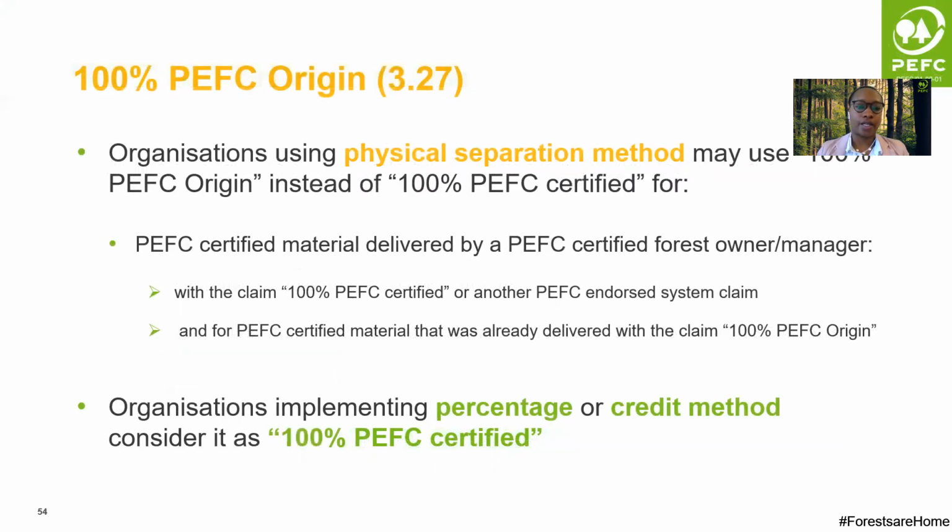So here we have an example of a claim, let's say the 100% PEFC origin claim, which is a new claim according to the current standard. So for this claim, for example, the organization only used the physical separation method. If the organization has used the physical separation method, they can use in the end the PEFC origin or 100% PEFC certified.